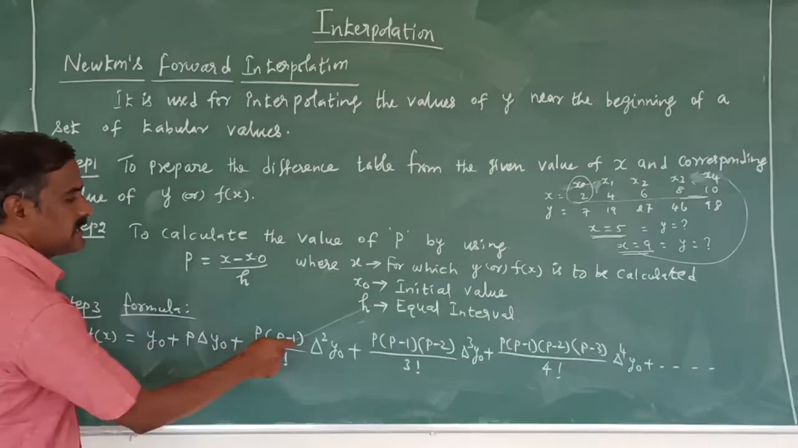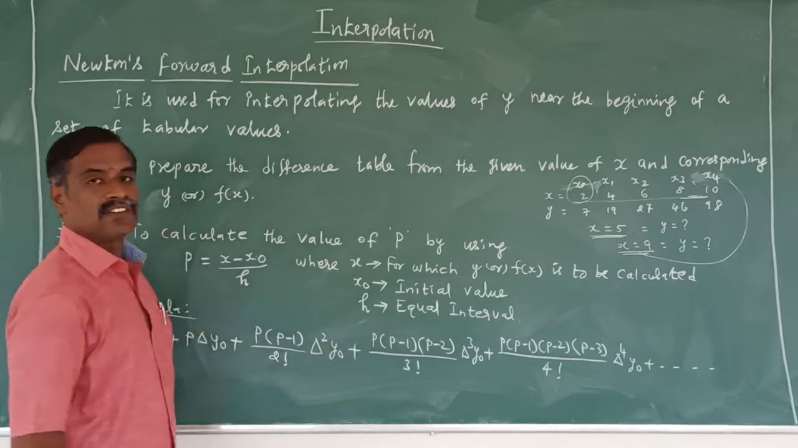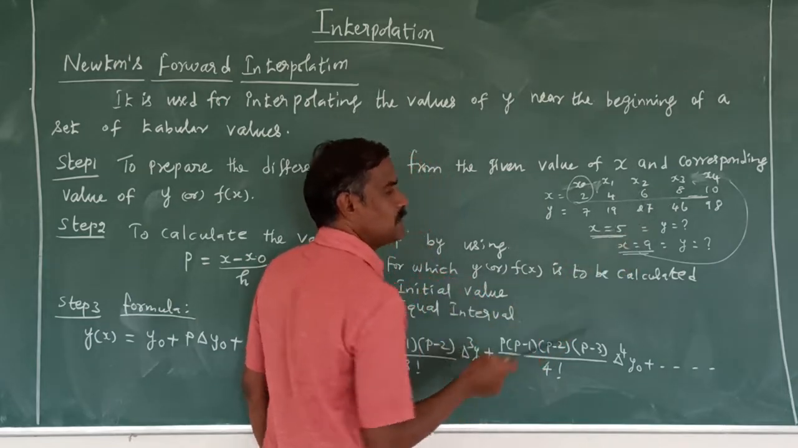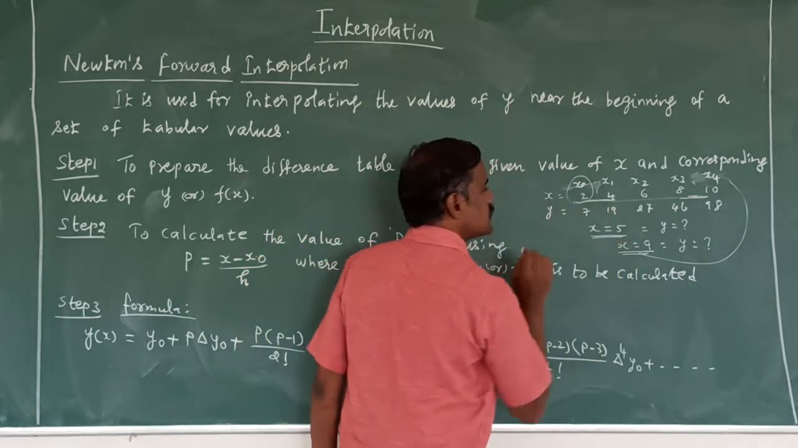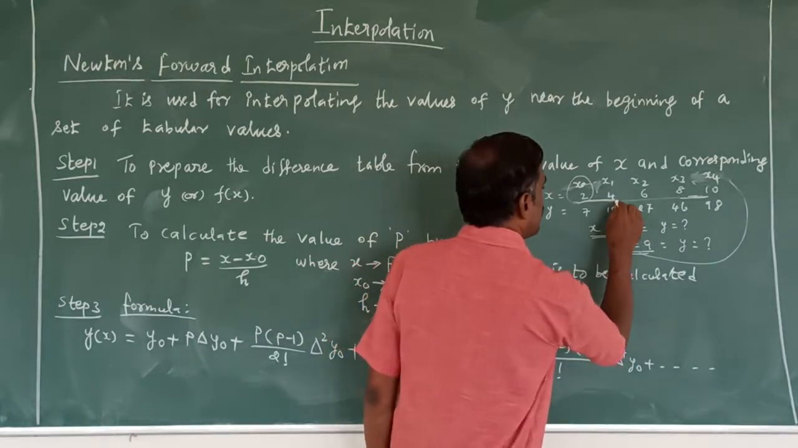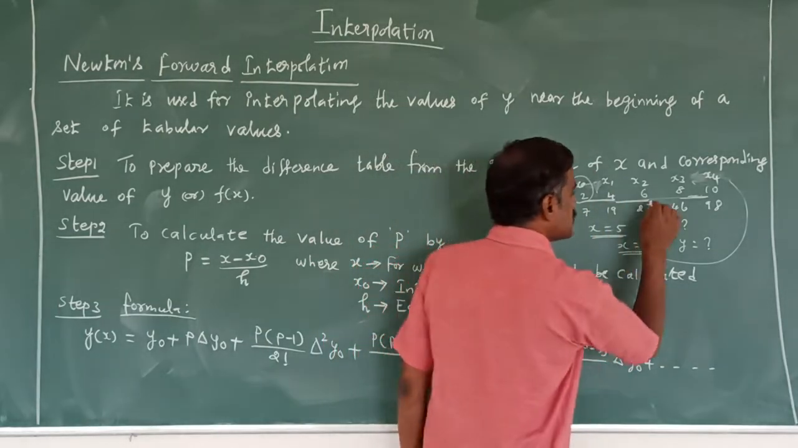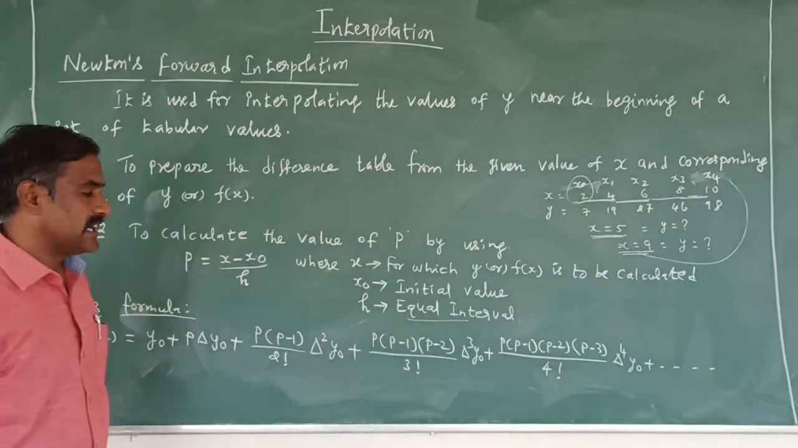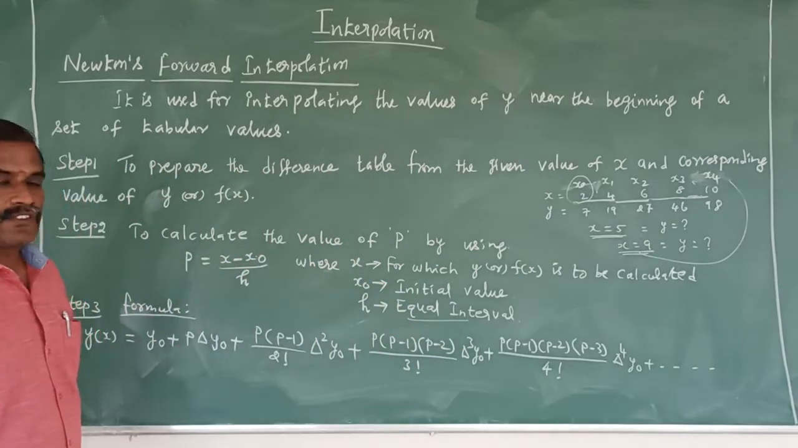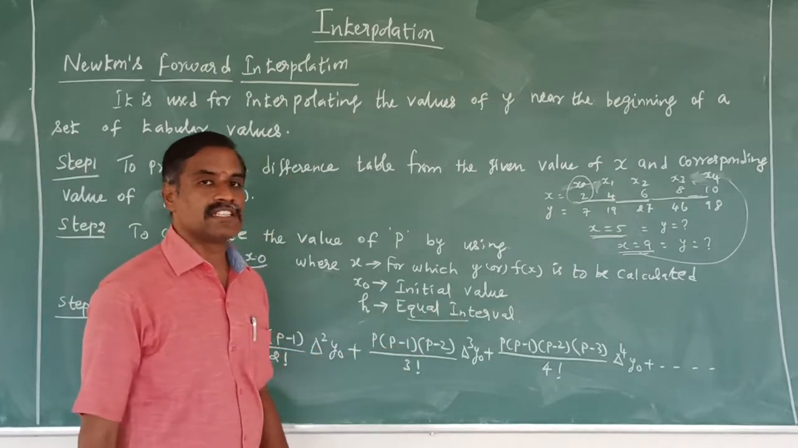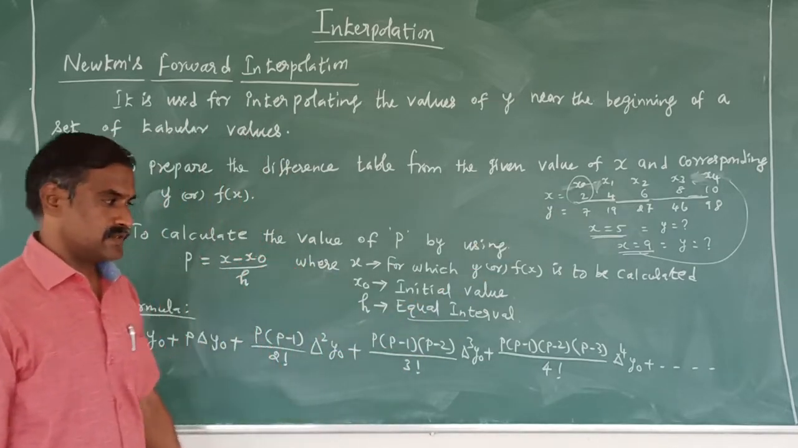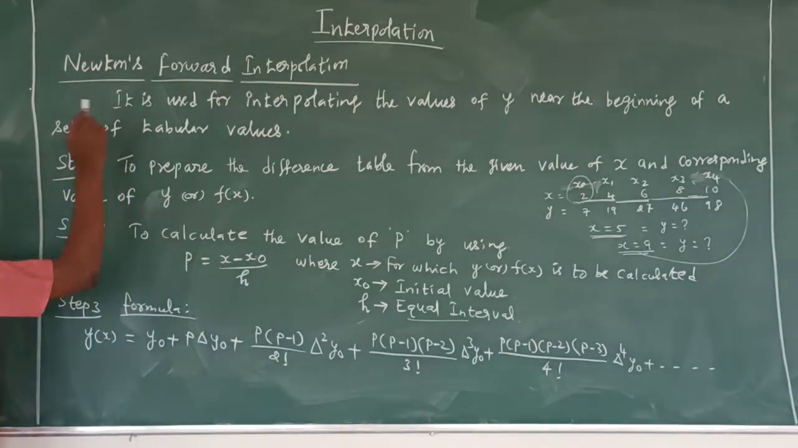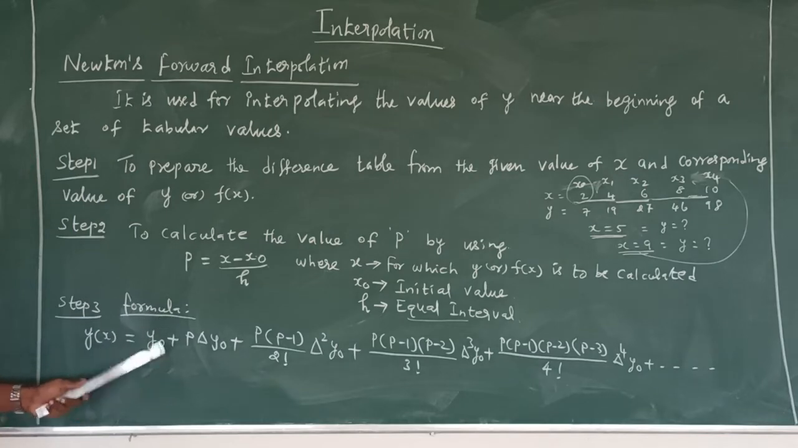And h is the equal interval between two x values. What is the difference between these two? The interval is 2, and between these two also 2, and these two also 2. This is called h. We have to initialize the h value for equal intervals between two x values. And step number 3, we have to use Newton's forward interpolation formula.